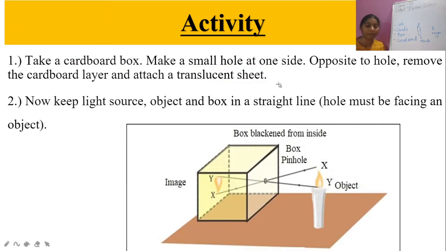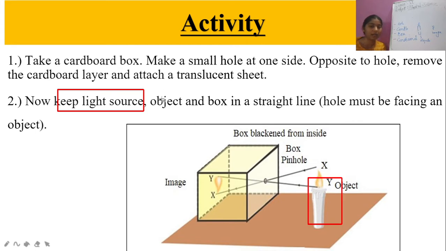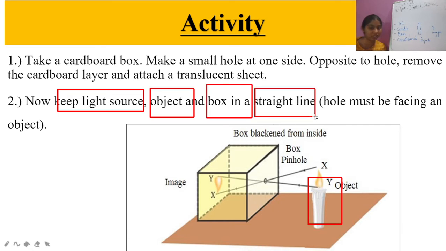Now students, see, this is the translucent sheet. In front of it, keep the light source, that is the candle, and the object and the box in a straight line. So students, all the three things, box, object and candle, are in a straight line, so that the hole must be facing the object. So from there we can come to know that the light comes through the hole.